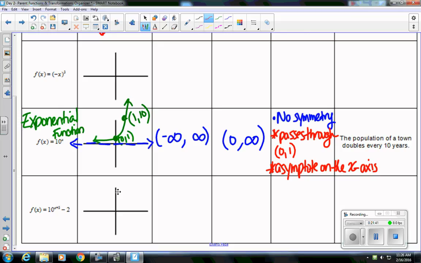So at the bottom of this page, you have another function, f of x equals 10 to the x plus 3 minus 2. We're going to leave you to do that one on your own. So flip it over and let's take a look at our next parent function.